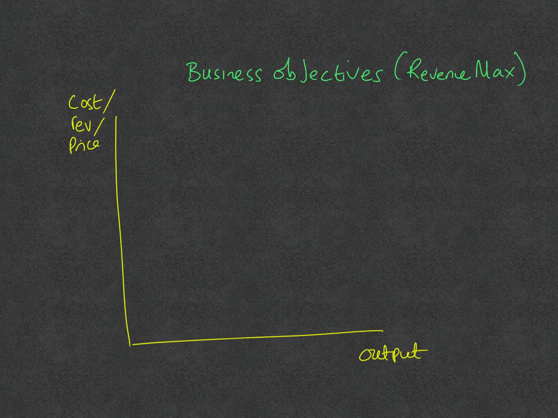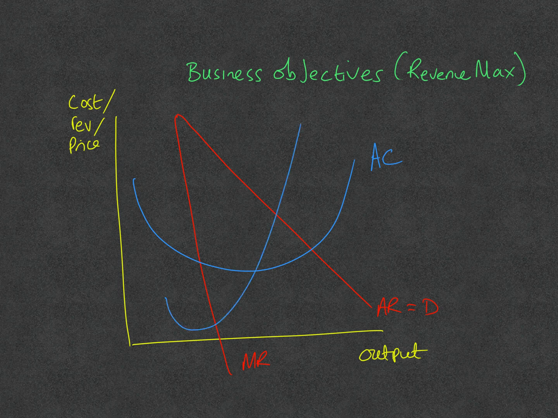Hey everybody, just a quick snapshot video on business objectives, revenue maximization. So again, our starting point is output against cost, revenue and price, and we follow that up with our average revenue and demand curve and twice as steep marginal revenue curve. Then we put in our average cost curve and our marginal cost curve, which again must cross the average cost curve at the lowest possible point.